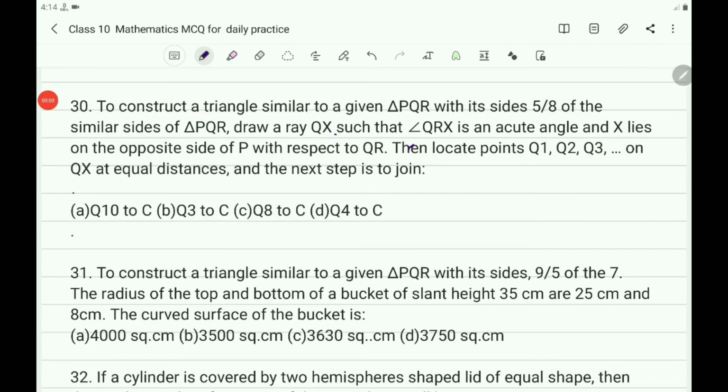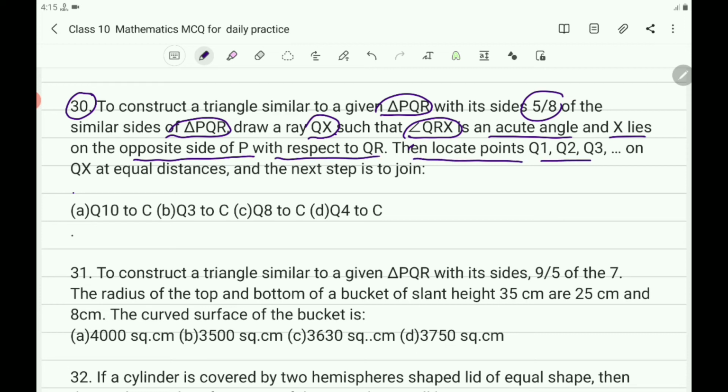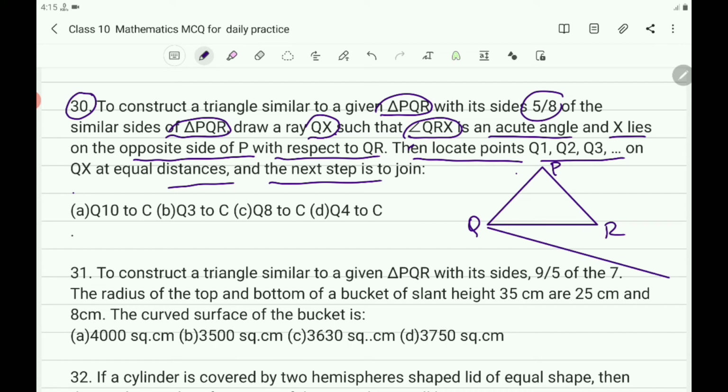Next, let us take the 13th question. To construct a triangle similar to a given triangle PQR with its sides 5 by 8 of the corresponding sides of triangle PQR, draw a ray QX such that angle QRX is an acute angle and X lies on the opposite side of P with respect to QR. Then locate points Q1, Q2, Q3 and so on on QX at equal distance, and the next step is to join. Here, in the method of construction of similar triangles to the given triangle, first you construct the triangle PQR. Let us have a rough sketch here. At point Q, consider this triangle PQR, and with an acute angle you draw a ray.